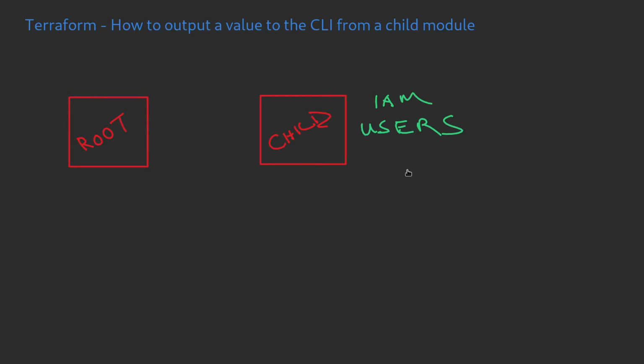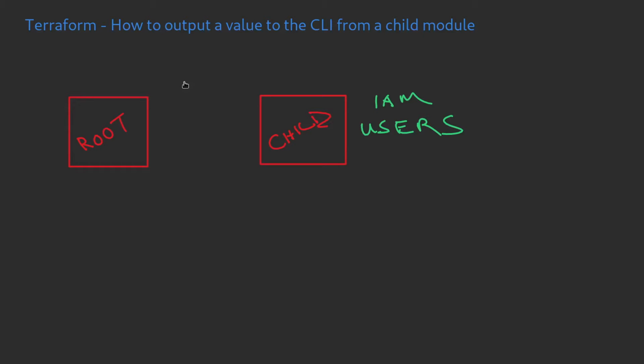Let's work in Terraform to show how to output a value to the CLI that comes from a child module. What I'm doing here is working with a root module, and inside of that, a child module that has a resource that will create IAM users. I want to output the user names into the CLI. Normally, you can't do this directly from the child module unless you run the Terraform configuration in there. But I want to run the Terraform configuration from the root module.